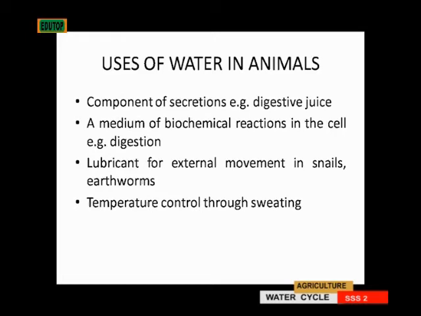Then it's a component of secretion such as the digestive juice. Then it's a medium of biochemical reactions in the cell, e.g. digestion. Water is a lubricant for external movements in snails and earthworms. Then it controls temperature through sweating. You sweat out, then the temperature of the body is balanced.